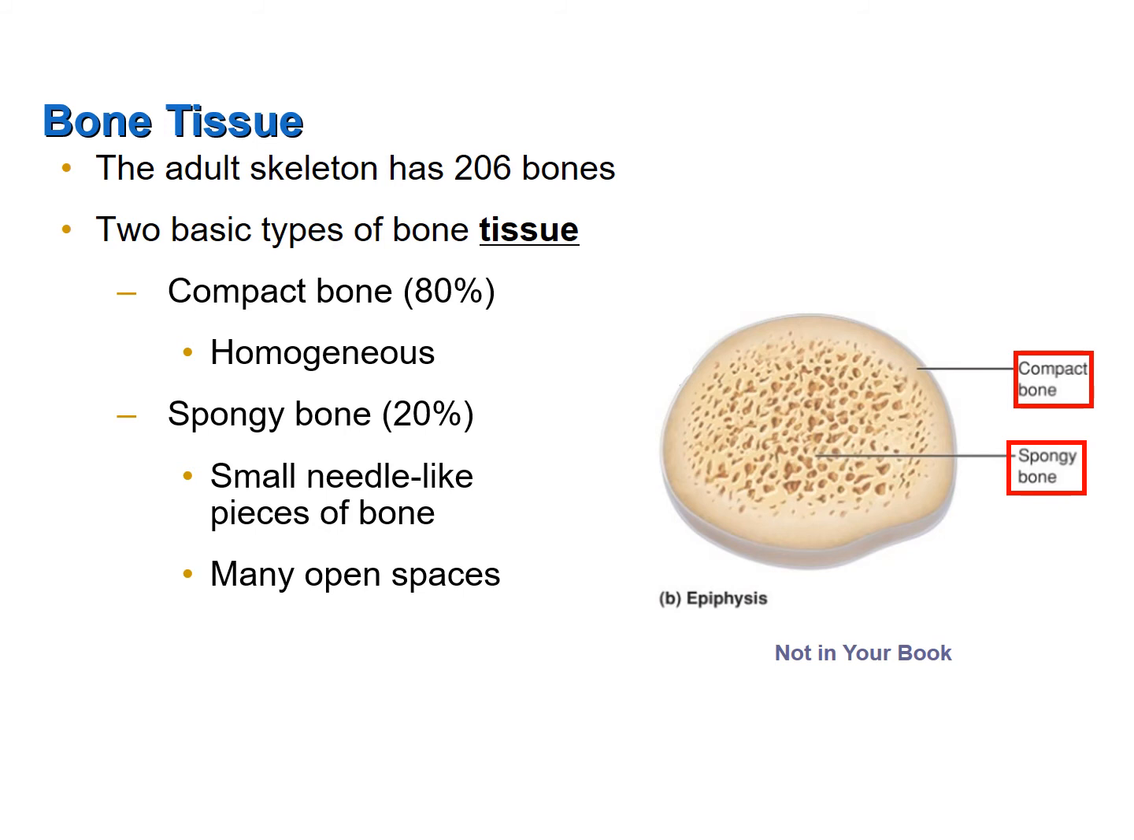You will tend to find spongy bone in areas of the body where there is movement, like around joints, and also comprising a large percentage of bones which are designed for protection. And I'll explain why shortly.